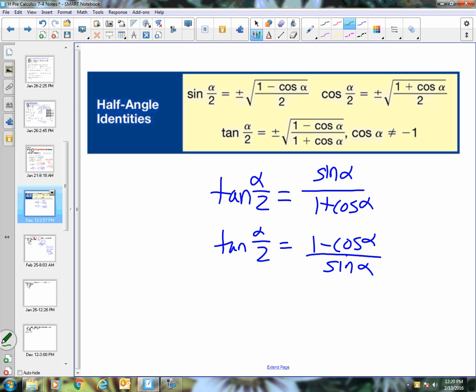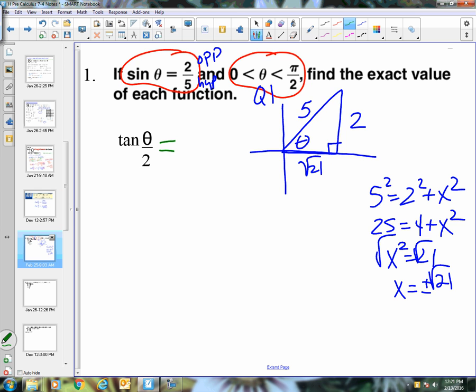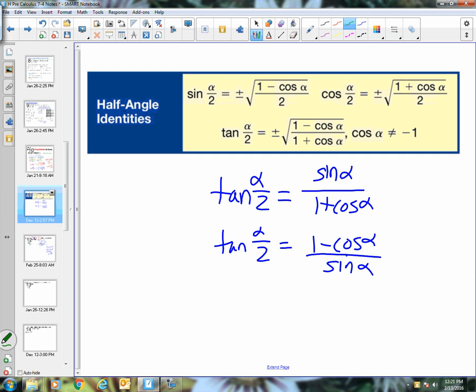Think about which ratios you have to use. Sine is a nice ratio, 2/5, easy. Cosine, not as great in this triangle. Cosine is going to be square root of 21 over 5. So think about which of these 2. Make your choice. Which one do you think would be better? And let's think about why.